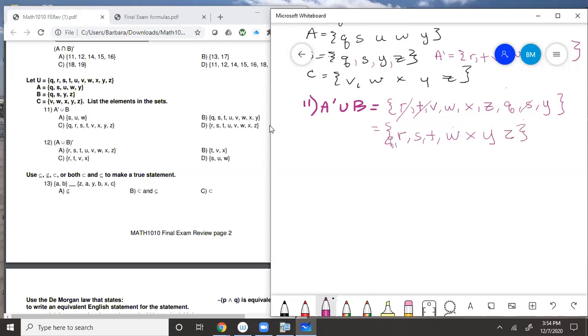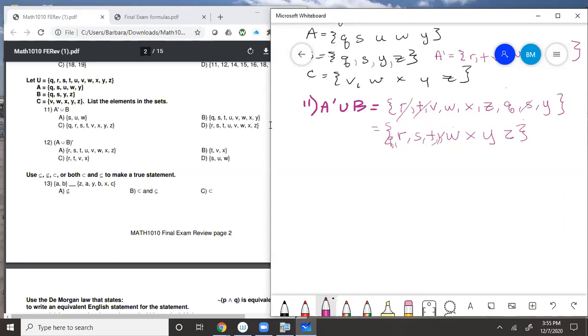So the correct answer, I think, is C. C has the letter V in it. Yes, it does, and so does this one. Where does V go? V, W, X. There it is, after the T. So C is correct.